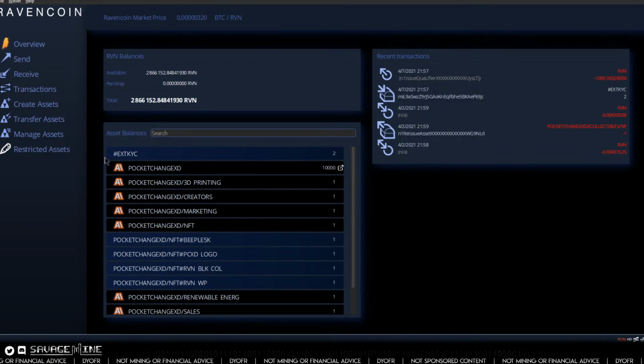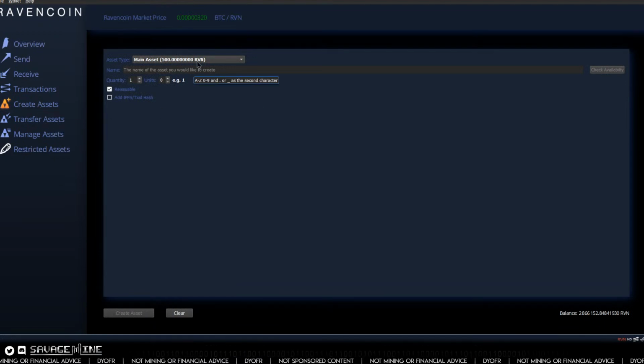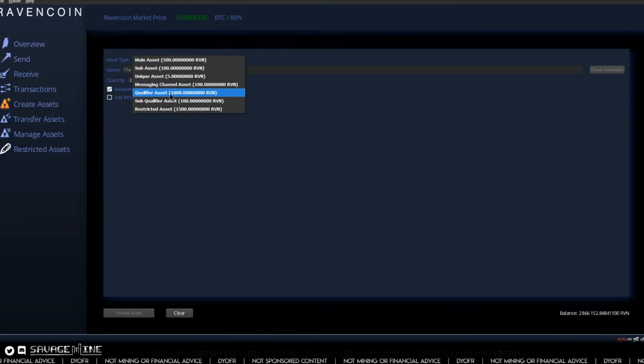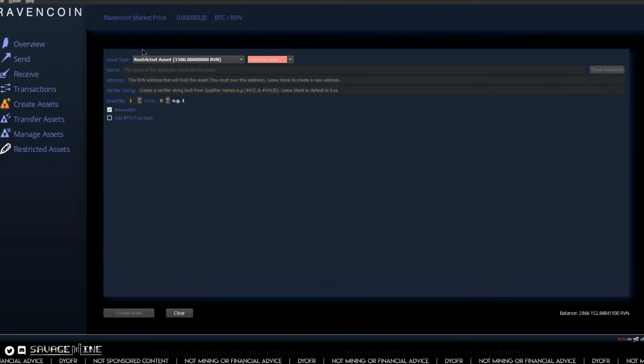So now we want to actually create, that was the tag. So now we actually want to create the actual restricted assets. These are the STO tokens, basically, is the way to look at it. So we're going to go to create assets again. Now this one for sure, you can't create a restricted asset without a main asset. It's underneath of the main asset. So the restricted asset burns 1,500. What does that come out to? 250 bucks, something like that, right now in USD value. So the asset that we want to create it under is PocketChangeXD.